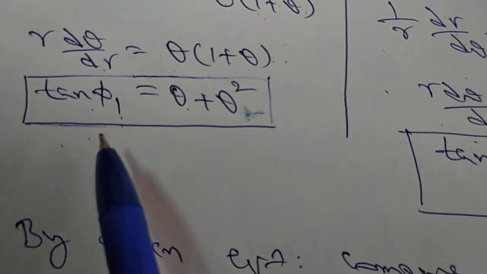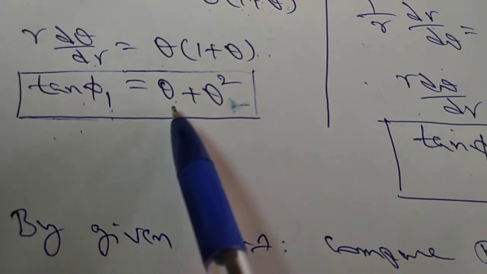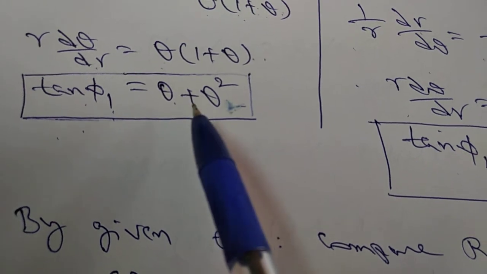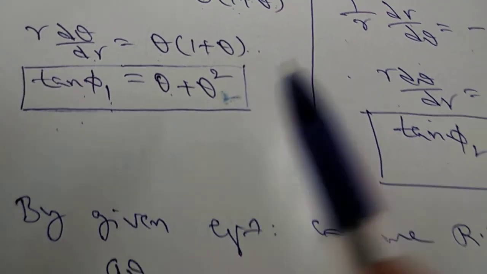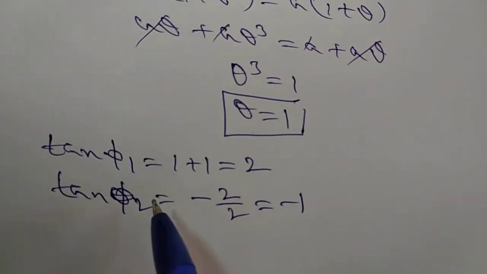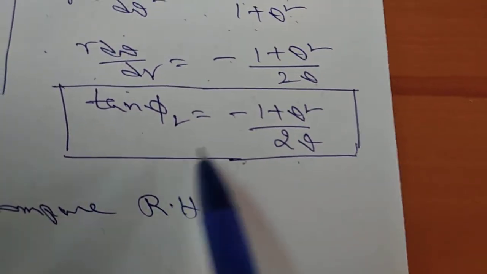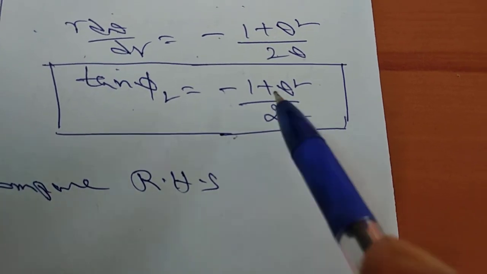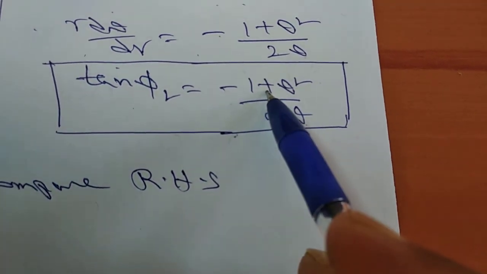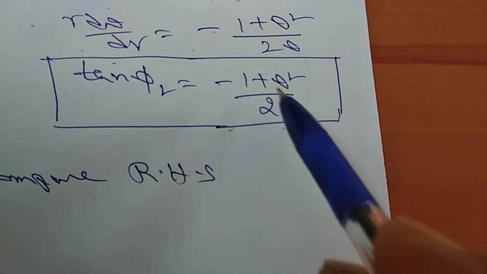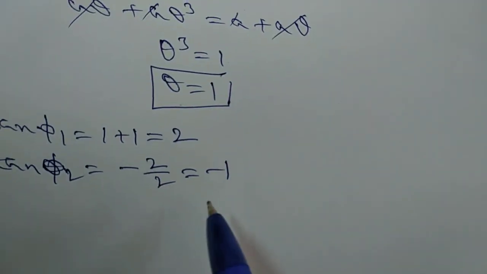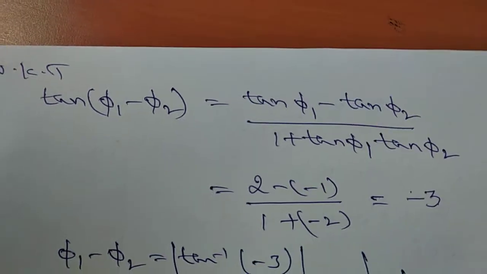Now tan psi 1 is equal to theta plus theta square. At theta equal to 1, what do we get here? 1 plus 1, that is 2. So therefore tan psi 1 is equal to 2. Next, tan psi 2 is minus 1 plus theta square divided by 2 theta. When theta is equal to 1, 1 plus 1 is 2 divided by 2, 2 cancels, with the minus sign. So tan psi 2 is equal to minus 1.